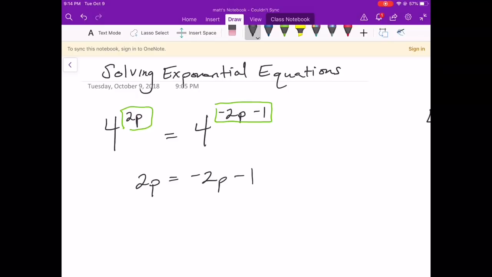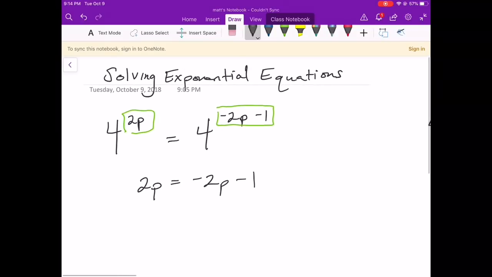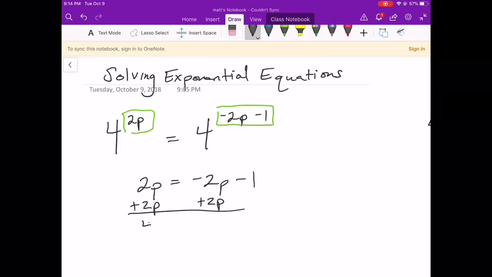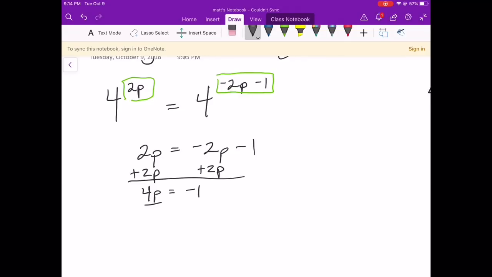Again, my goal is to get p by itself, and 4 to the 2p should be equal to 4 to the negative 2p minus 1. Therefore, in order for that to happen, the exponents have to be equal. So we're going to solve this, add 2p to both sides, trying to get all the p's on the same side. That's 4p is negative 1. And then I'm just going to divide everything by 4, and p is equal to negative 1/4. So that's how I would do a like base exponential equation.